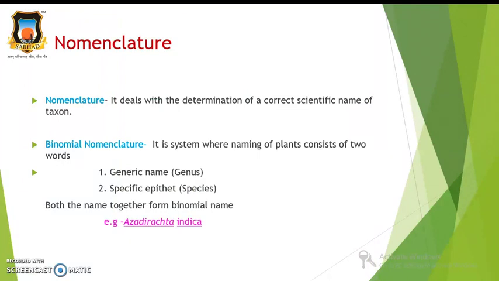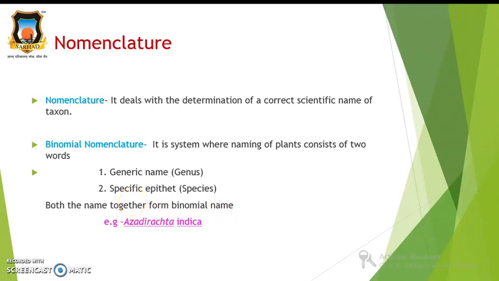Nomenclature deals with determination of the correct scientific name of a taxon. It is an effective tool of communication of information about the plant. Binomial nomenclature is a system where the naming of a plant consists of two words, the generic name as well as the specific epithet. Both names together form the binomial name. This is called binomial nomenclature.